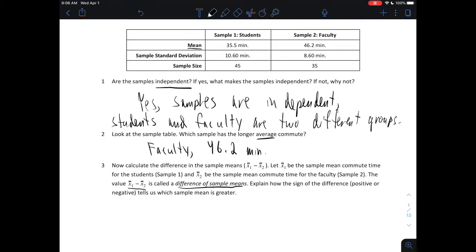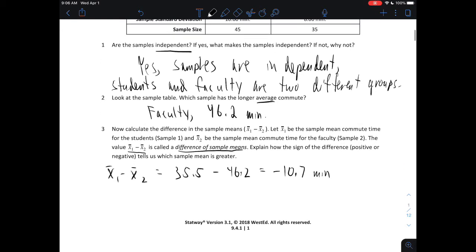Explain how the sign of the difference, positive or negative, tells us which sample mean is greater. First of all, if we calculate the difference of sample means, that would just be the mean for the students, 35.5, minus the mean for the faculty, 46.2, which would give us negative 10.7 minutes. In this case, we get a negative. So how does this tell us which sample mean is greater? Since it's negative, the second sample mean is greater, which we can obviously see because 46.2 is greater than 35.5.